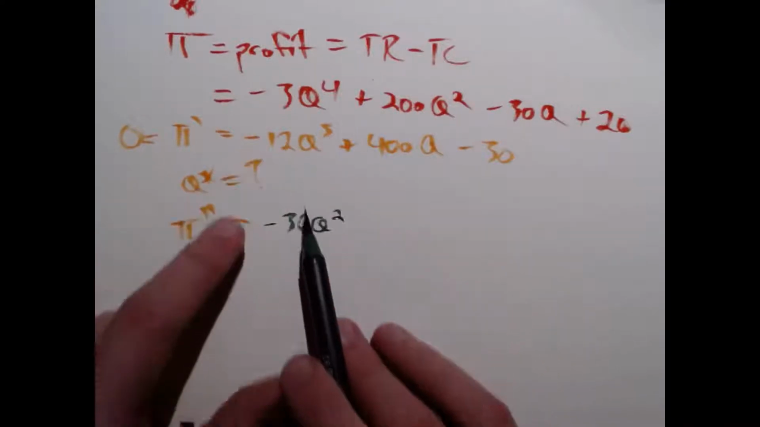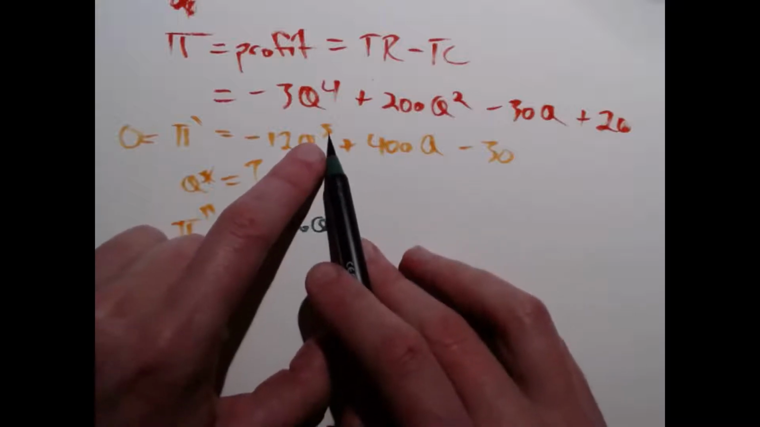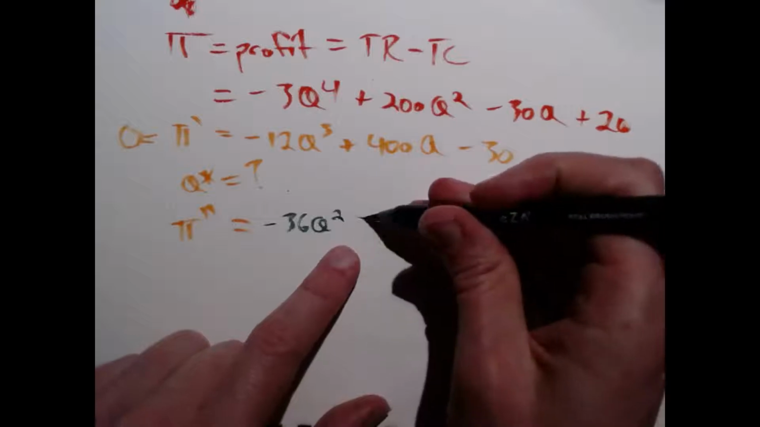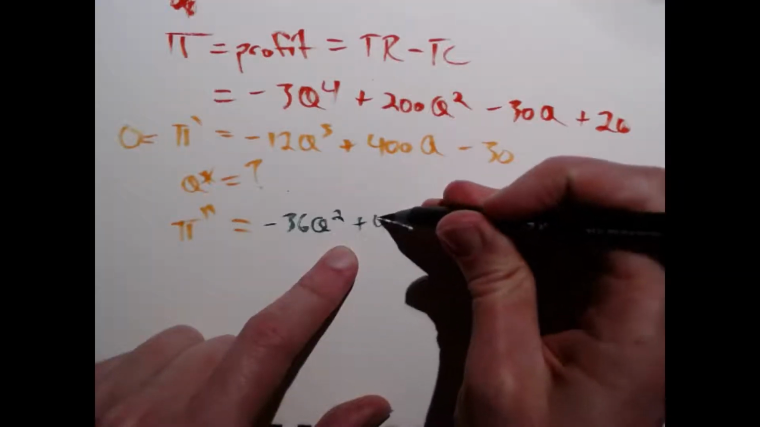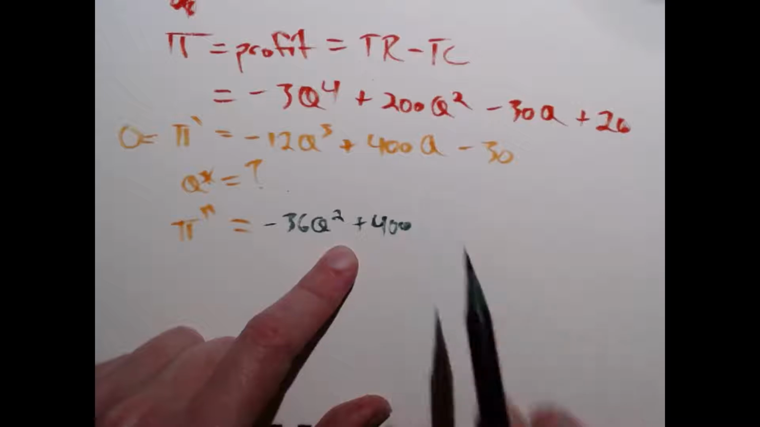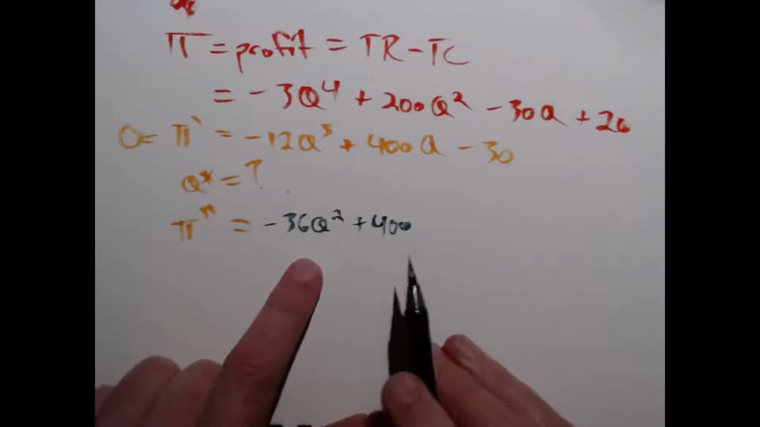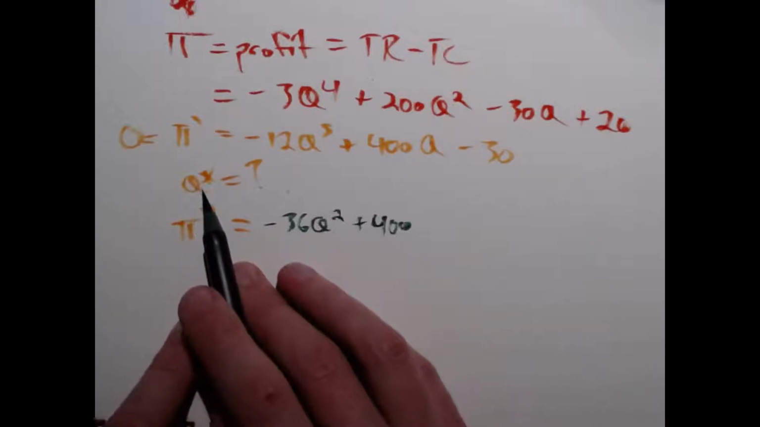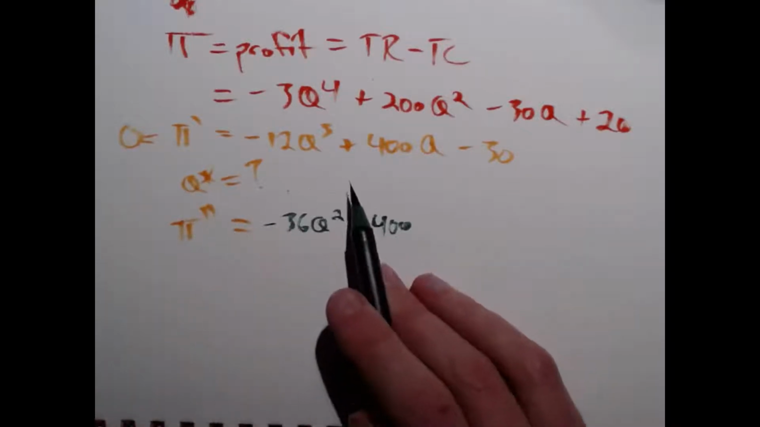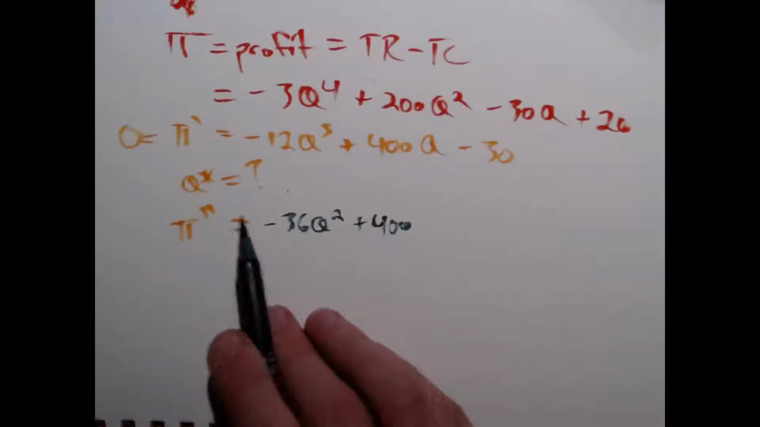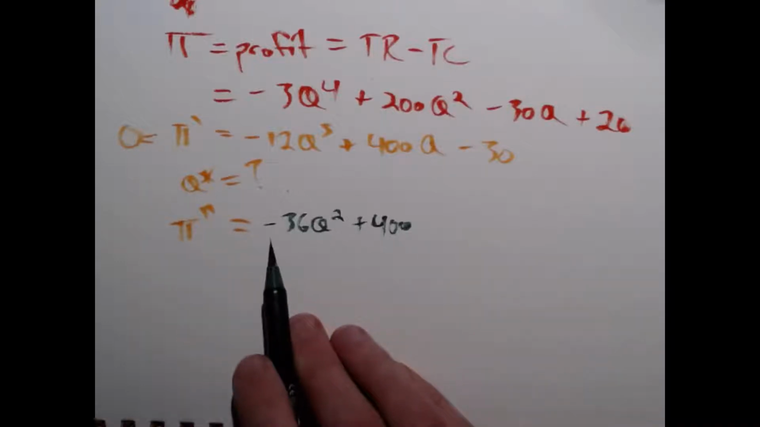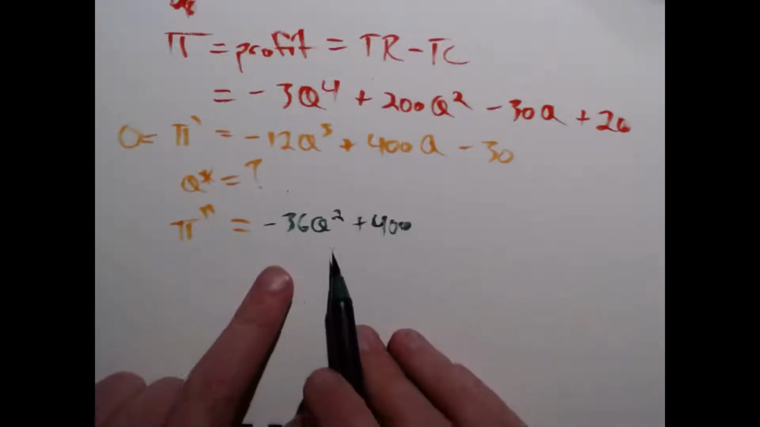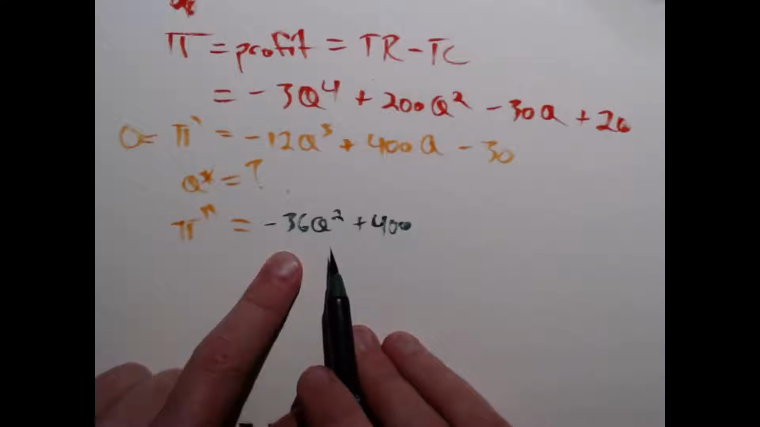3 times negative 12 is negative 36. 3 minus 1 is 2, so minus 36q squared plus 400. Right, nice simple derivative rules, and then that goes to 0. So now what we have to figure out is whatever our value of q star is, and in this case we're going to have multiple, right? But whatever values we put in, we want to ask, is this bigger than or less than 0? So it's going to depend on the value of q.